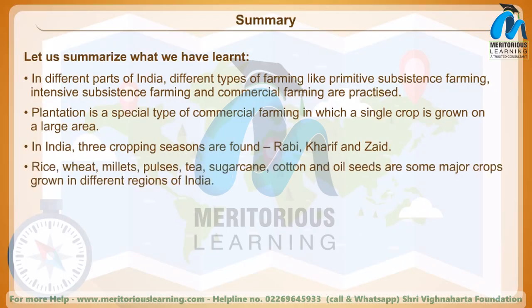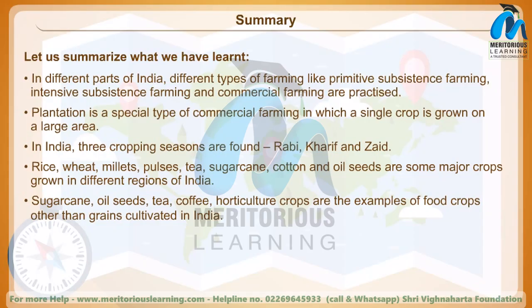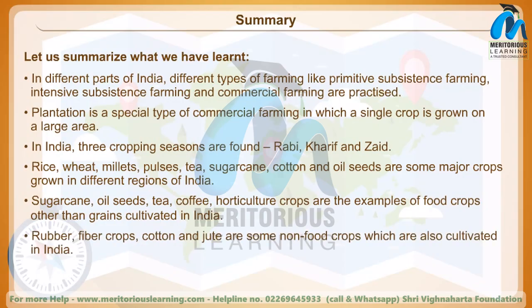Rice, wheat, millets, pulses, tea, sugarcane, cotton and oilseeds are some major crops grown in different regions of India. Sugarcane, oilseeds, tea, coffee, horticulture crops are the examples of food crops other than grains cultivated in India. Rubber, fiber crops, cotton and jute are some non-food crops which are also cultivated in India.